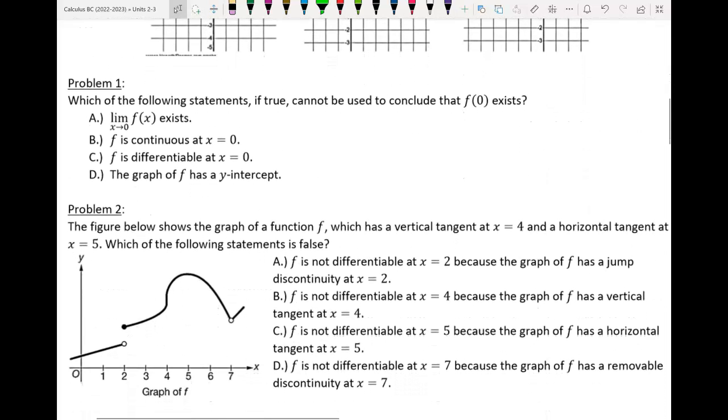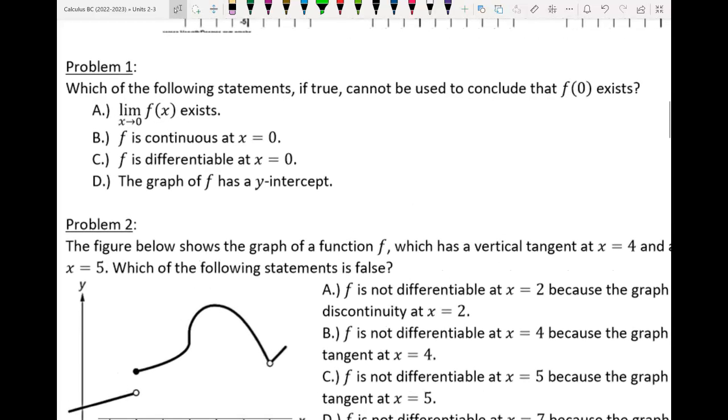All right, let's look at problem number 1. Which of the following statements, if true, cannot be used to conclude that f prime of 0 exists? So go through those and determine which one, if true, cannot be used to conclude that f prime of 0 exists.